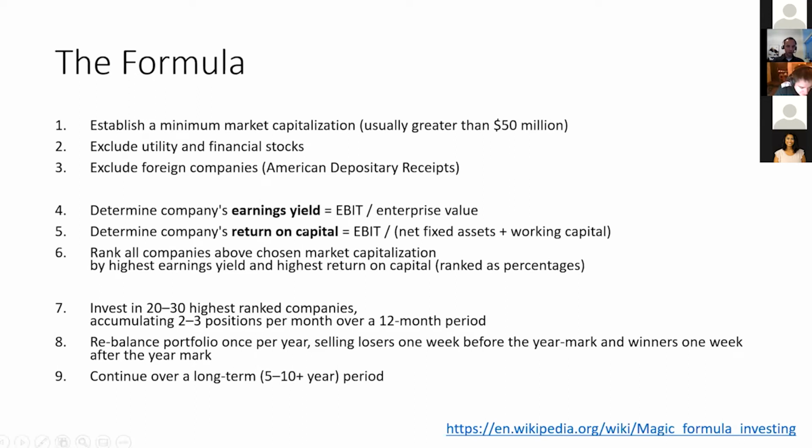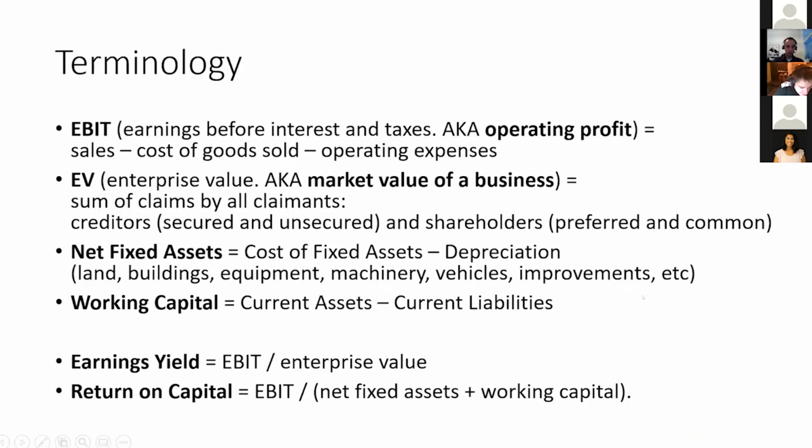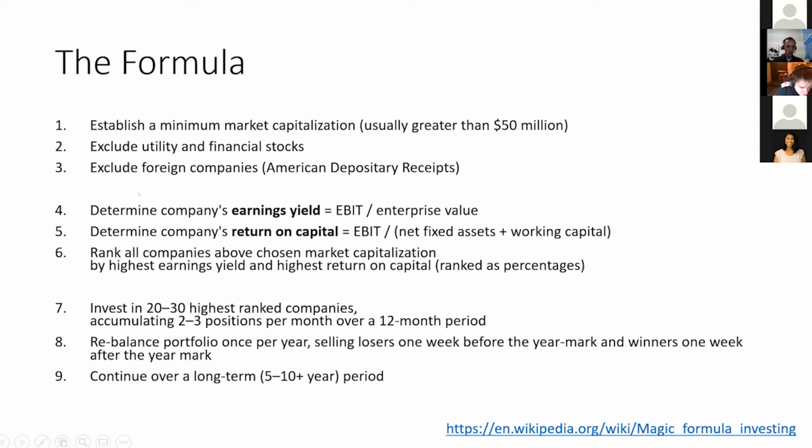So this formula is right in the book, step by step. You establish a market cap greater than 50 million. You exclude utility and financial stocks, because some of these metrics don't work for them in the same way. You exclude ADRs, so foreign companies; basically you just trade the US market. Then you determine the earnings yield, you determine the return on capital, and you rank companies based on these two metrics. It's implied that they're equally weighted. So you first convert them to percentages. This is the original wording in the book. What I did is I converted them to percentiles, and you'll see it in the algorithm.